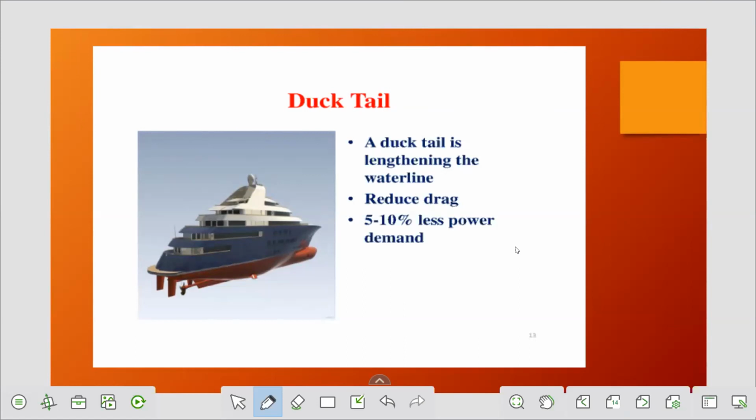Now coming to the ductile, it is another concept. This is like a virtual lengthening of the water line. If you increase the water line length, it has its own hydrodynamic advantages. It reduces the drag, and the literature says that there is 5 to 10% less power demand when you use this ductile concept.